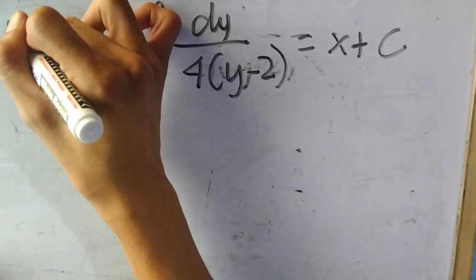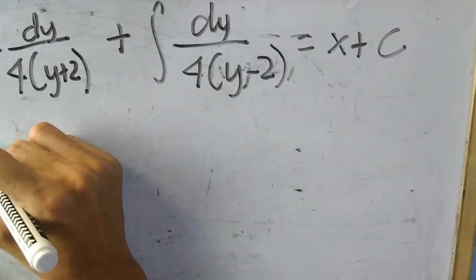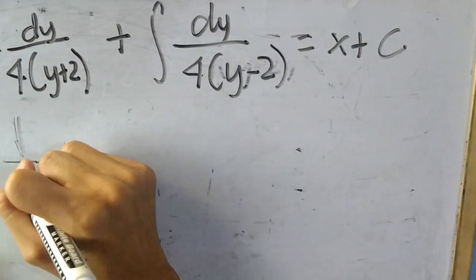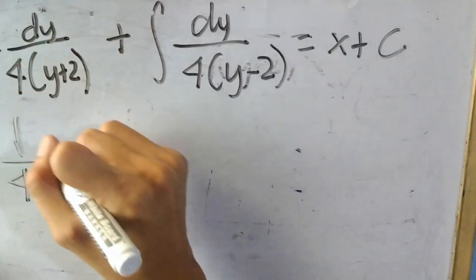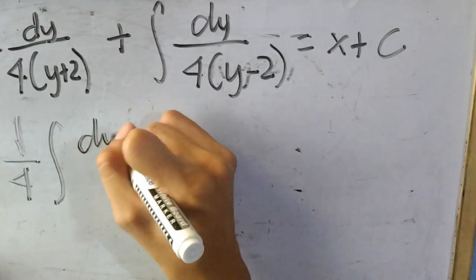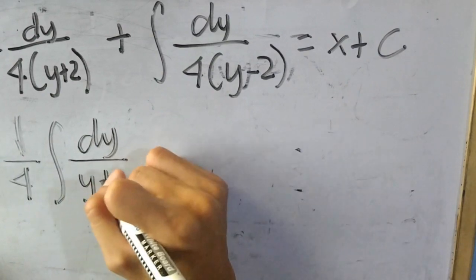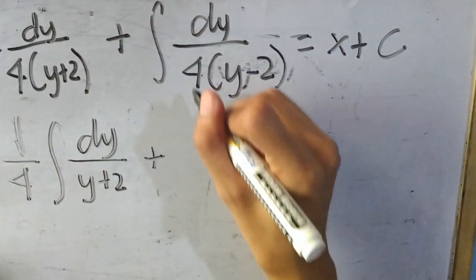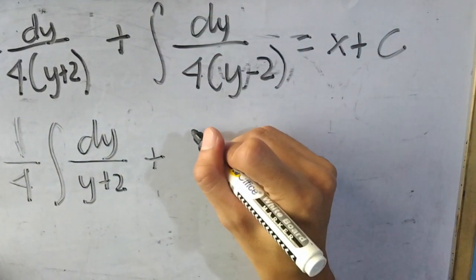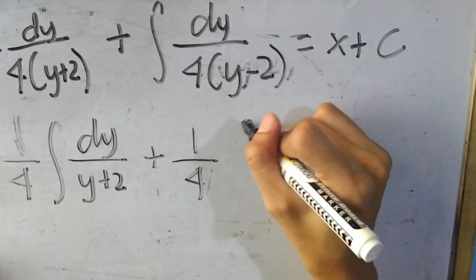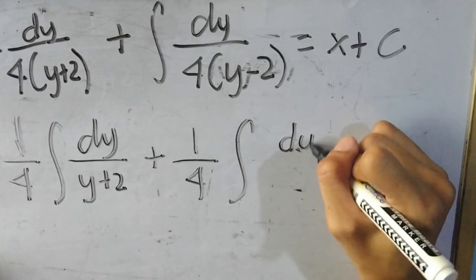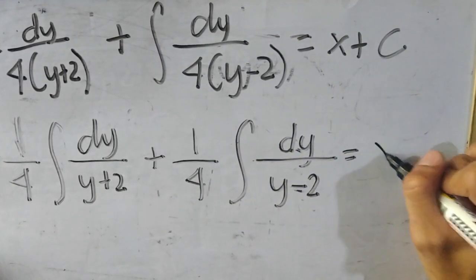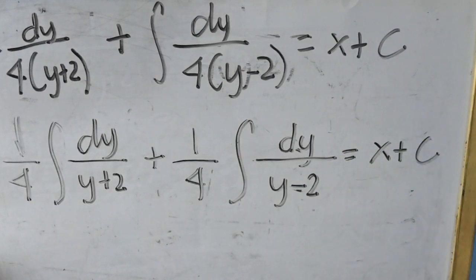So the constant here is negative 1/4. So negative 1/4 integral dy over y plus 2, and also here the plus will be going to the outside, so 1/4 integral of dy over y minus 2 equals x plus c.